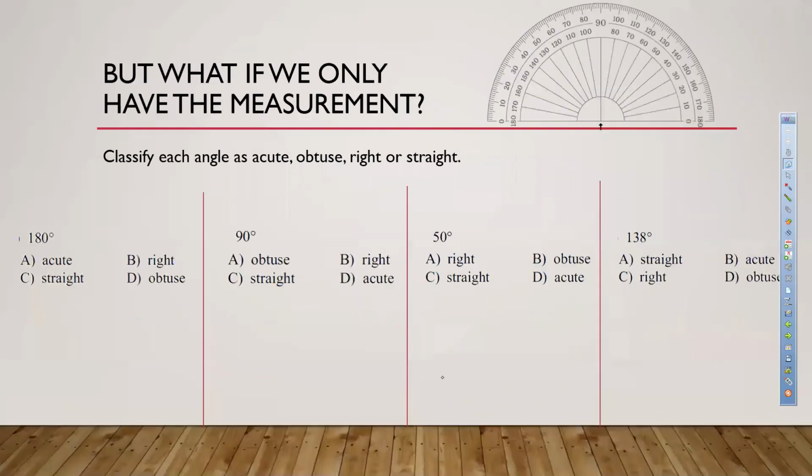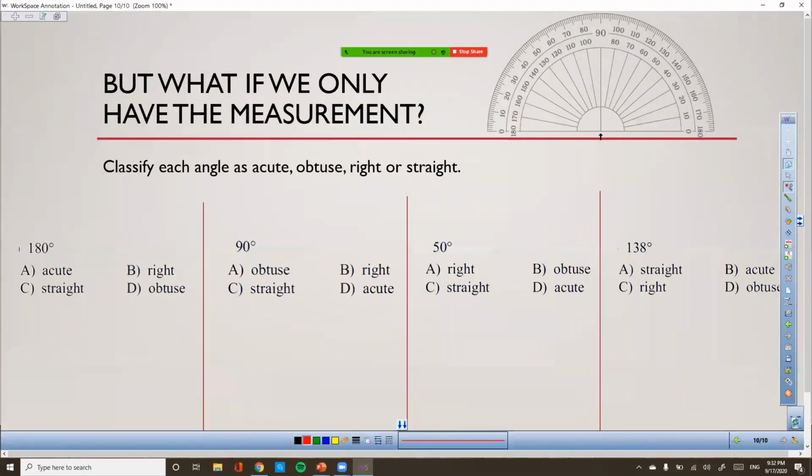But what if we only have the measurements? Classify each angle as acute, obtuse, right, or straight. What if they only told me it's 180 degrees? If I don't have the drawing, how would I know which it is? Well, if it's 180 degrees, if I look at my protractor, let's say I start here, it goes all the way past this. If it's 180 degrees, that means it's a straight angle. So in this case, my answer is letter A.